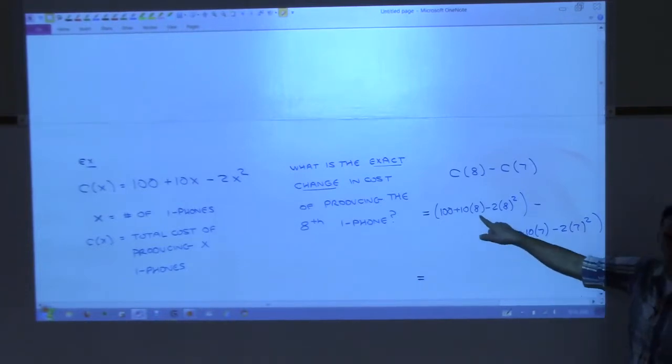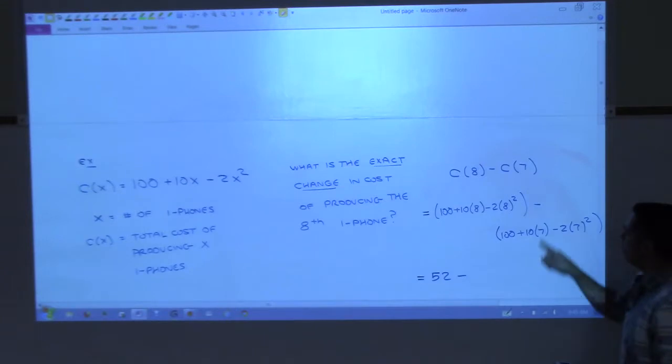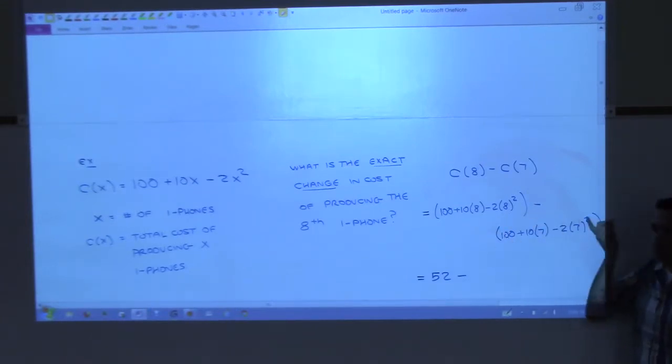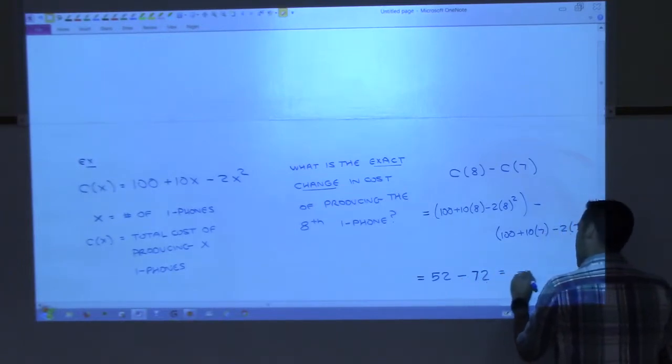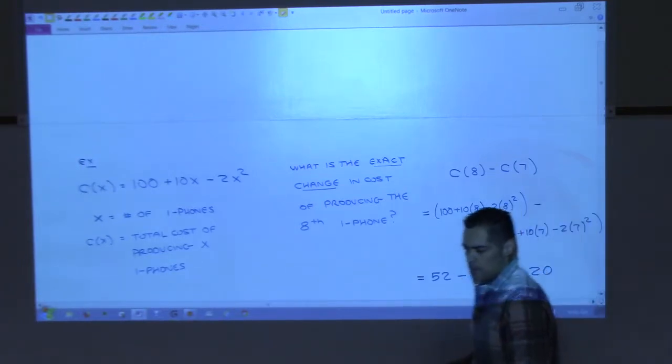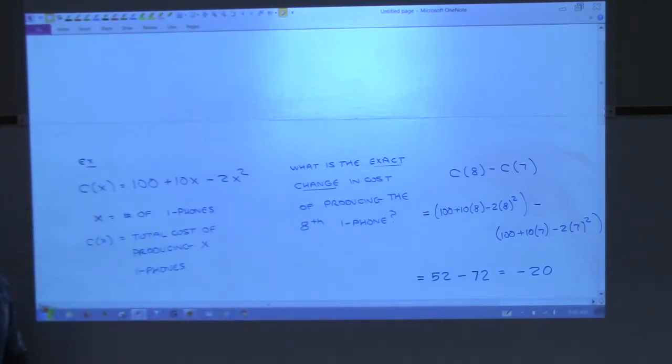I'm getting 52 for this one. 52. And then I'm subtracting from that. Notice I put the cost of the 7th phone, the whole thing, in parentheses, right? Because I'm going to subtract it when I'm done. So I get 100 plus 70, getting 72. So I get negative 20. Does anyone else get negative 20 that tried it? Yes? Okay.